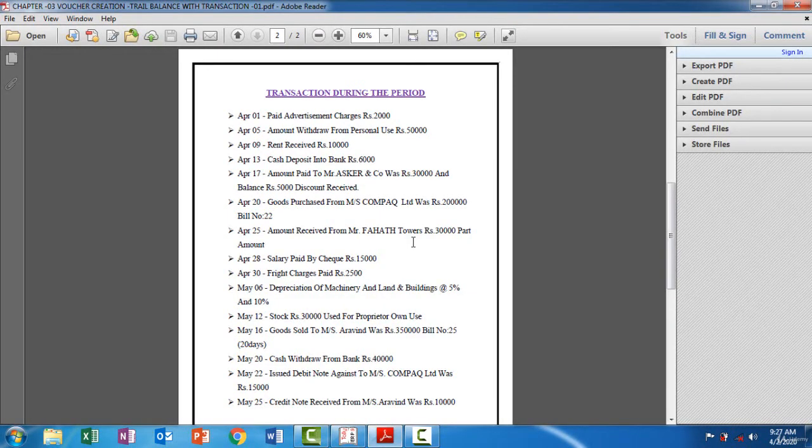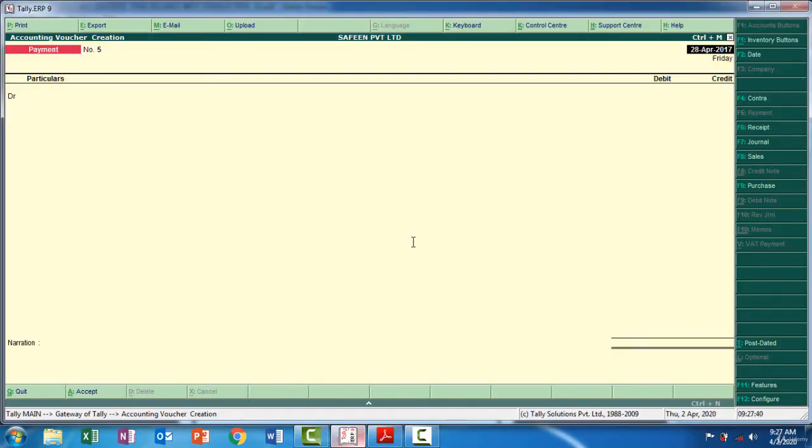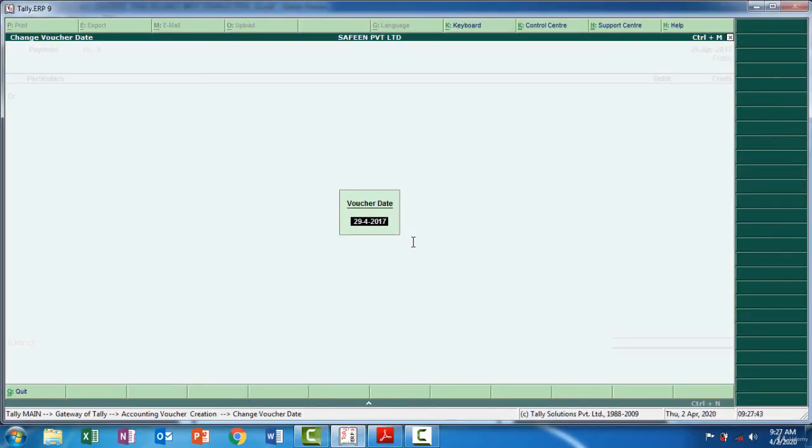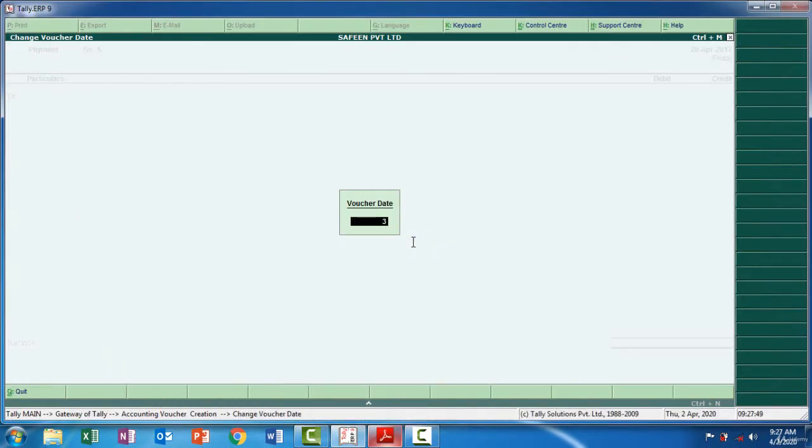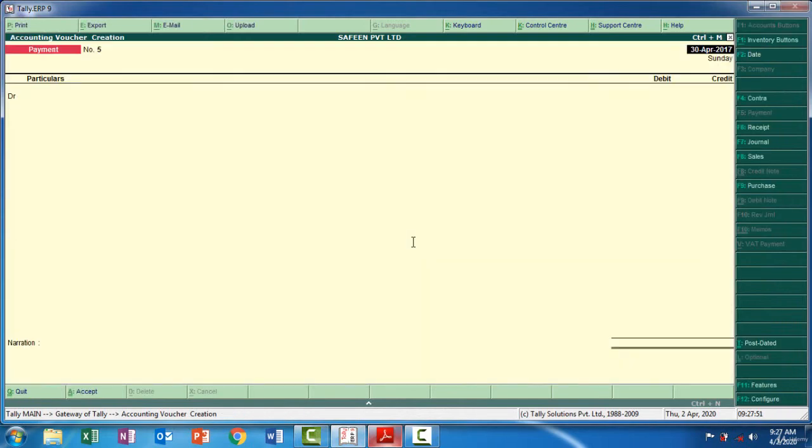The next one is a freight charge paid 2,500. It's April 30, so we should use the payment voucher, as we paid. And the transaction double entry is freight charges account debit 2,500 and cash account credit 2,500. So I'm going to set the date. The date is April 30, so 30 of 4.